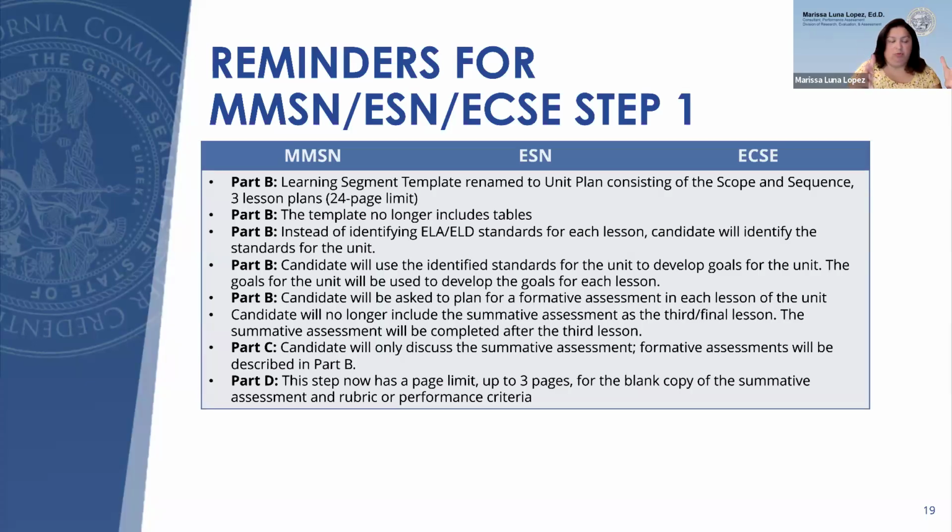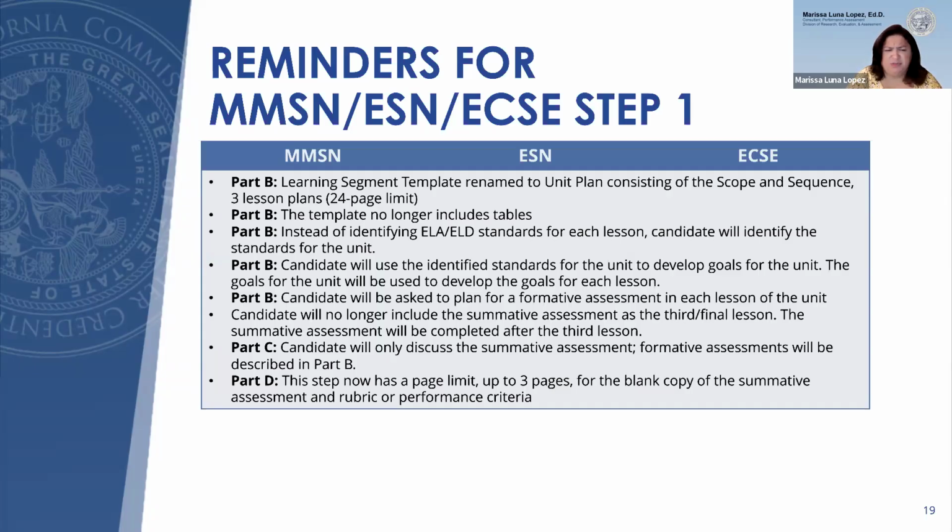So the scope and sequence will be all of the materials that are like an overview of the unit, then lesson 1, lesson 2, lesson 3, and then they will do the summative assessment. And during lesson 1, lesson 2, and lesson 3, there will be a formative assessment that helps to drive instruction. So part C, which previously had formative assessment, will only be describing the summative assessment. And part D does have a page limit of up to 3 pages, a blank copy of the summative assessment rubric and or performance criteria.